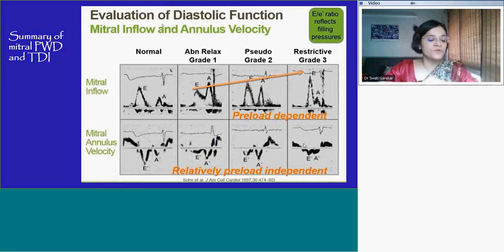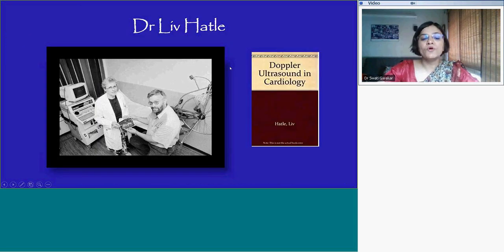Summary, we're running short of time. This is a summary of mitral PWD and tissue Doppler. As function worsens, so this is normal, E velocity is less, and then as dysfunction increases, E velocity goes on increasing. For the tissue Doppler, E prime velocity comes down as diastolic dysfunction increases. I mentioned Dr. Liv Hatle. Whenever we talk about Doppler ultrasound, she was the one who started using it and coming to useful conclusions. She's in Norway.